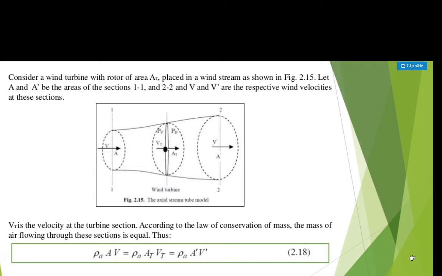Which is the velocity at the turbine section. According to the law of conservation of mass, the mass of air flowing through these sections is equal, rho A V, and this is the equation.